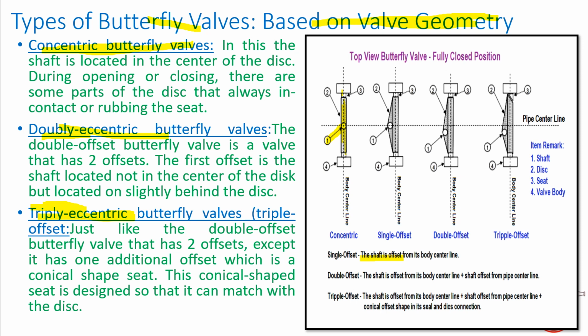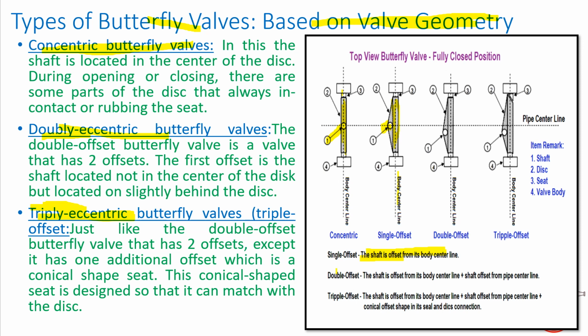And what happens with this body center line or single offset? Suppose this is your disc center, and this is your shaft center. If the shaft center is off center from this body center line, then this is your single offset: the shaft is offset from its body center line.